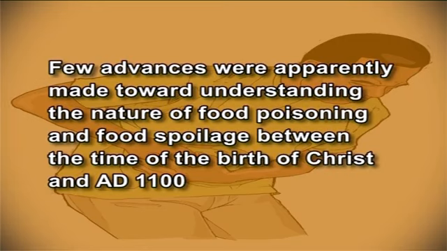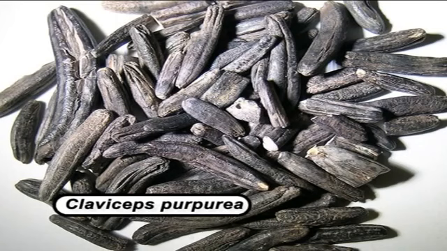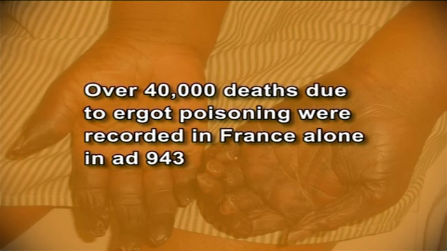Few advances were apparently made toward understanding the nature of food poisoning and food spoilage between the time of birth of Christ and AD 1100. Ergot poisoning, caused by Claviceps purpurea, a fungus that grows on rye and other grains, caused many deaths during the Middle Ages. Over 40,000 deaths due to ergot poisoning were recorded in France alone in AD 943. But it was not known that the toxin of this disease was produced by a fungus.